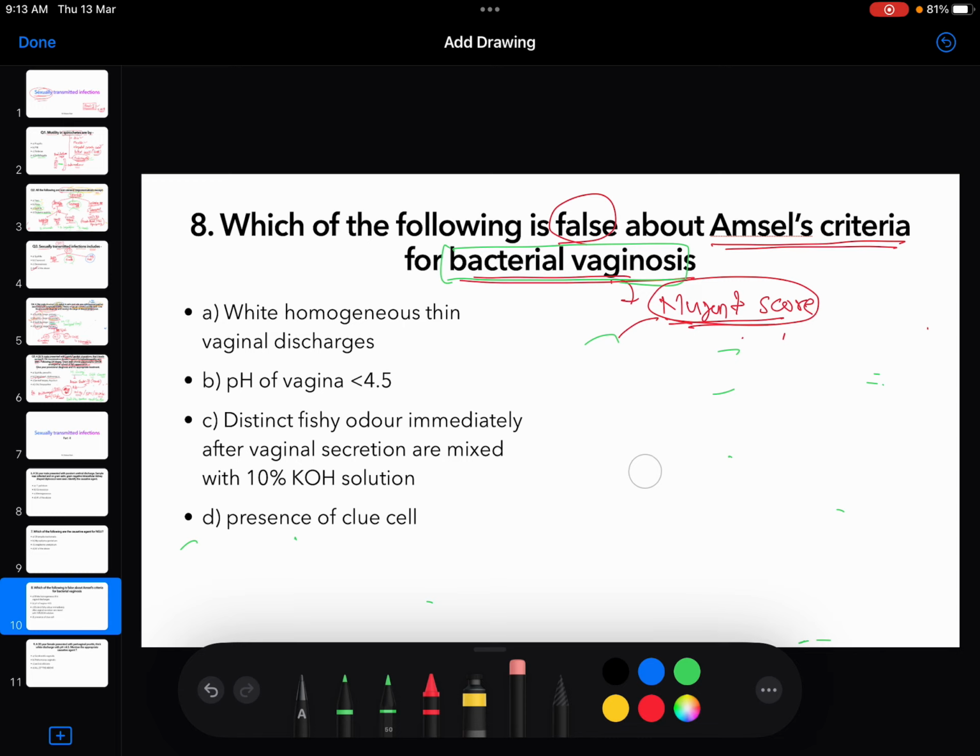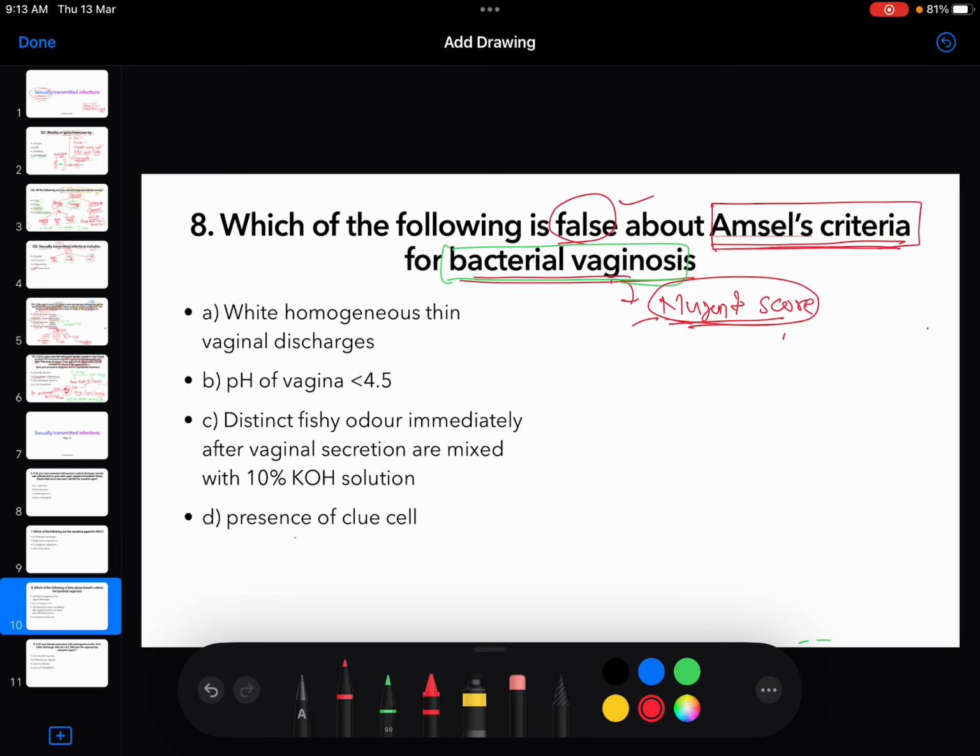If the Nugent score is more than 7, then we definitely call it bacterial vaginosis. Coming to the question, which of the following is false about the Amsel's criteria for bacterial vaginosis? This is the criteria defined for bacterial vaginosis.